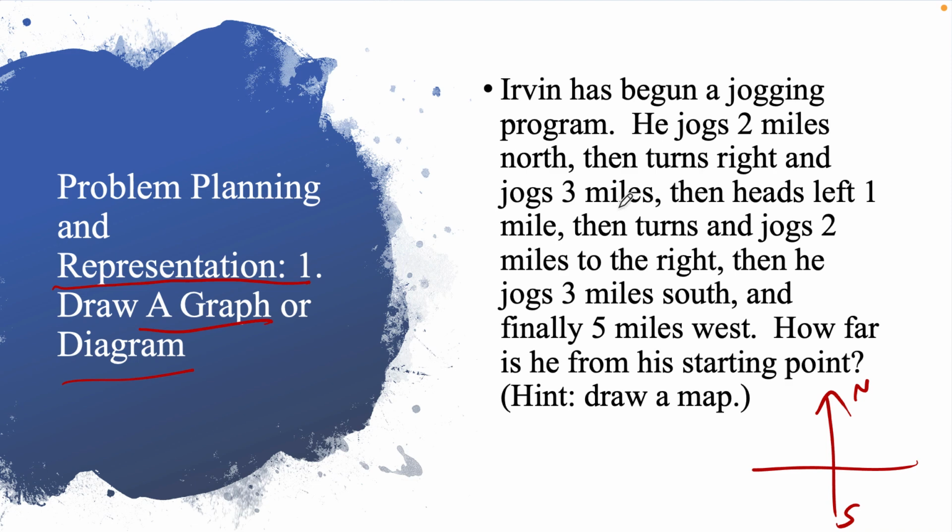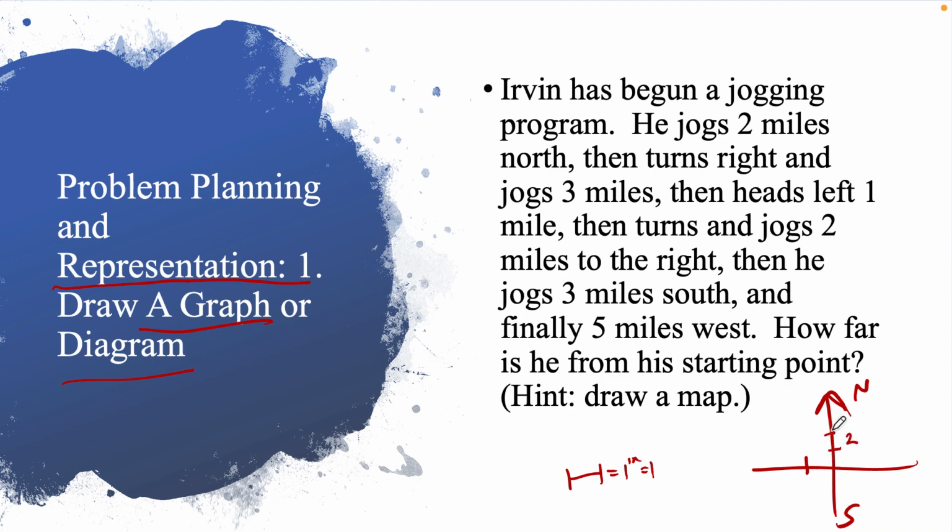Now, I needed another thing to add here. Okay, you draw a graph. What you can also do is use some kind of legend like this: whatever length is equal to 1 inch, and 1 inch is equal to 1 mile. So if you look at this, he jogs 2 miles north, so 1, 2, that's 2 miles, and then heads left, right?